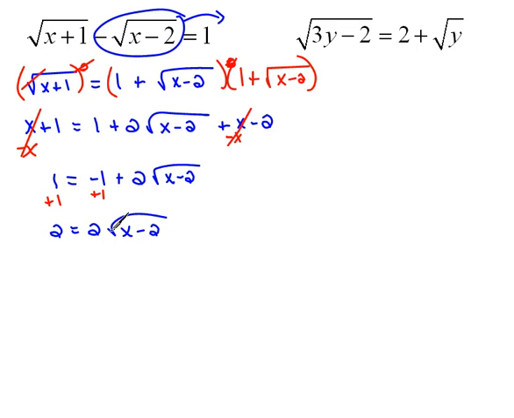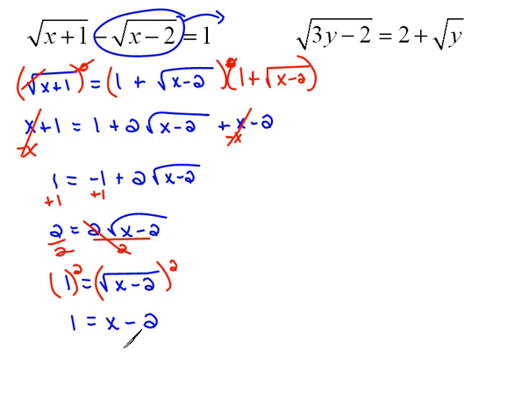And again, I think with this one especially, it's going to be very easy to do. Let's divide everything by 2 so that we can get that radical all by itself. So this would be 1 equals the square root of x minus 2. Now we can get rid of that radical by doing the opposite, which would be to square both sides. So now we would have 1 equals x minus 2, and now solving, we add 2 to both sides, we get x equals 3.